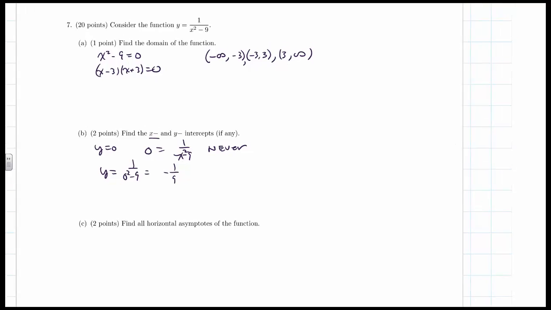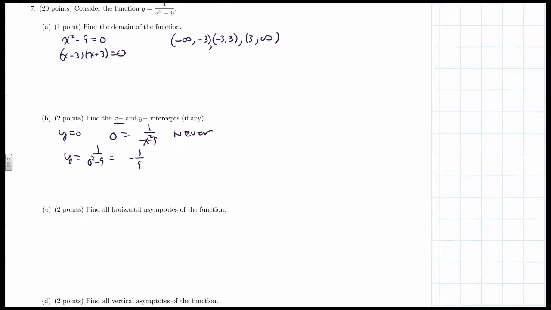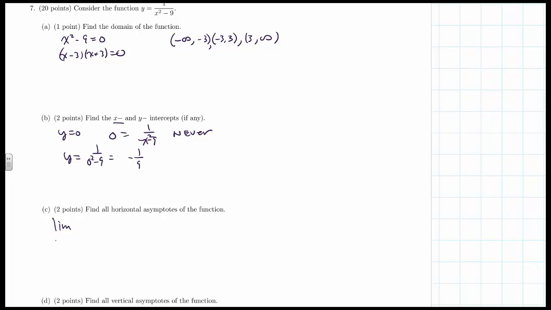Find the horizontal asymptotes. That is asking the question, what happens when we take the limit as x either goes to infinity and what happens when we go to negative infinity. These end up being the same value, and they're all equal to 0. So we have a horizontal asymptote at 0.